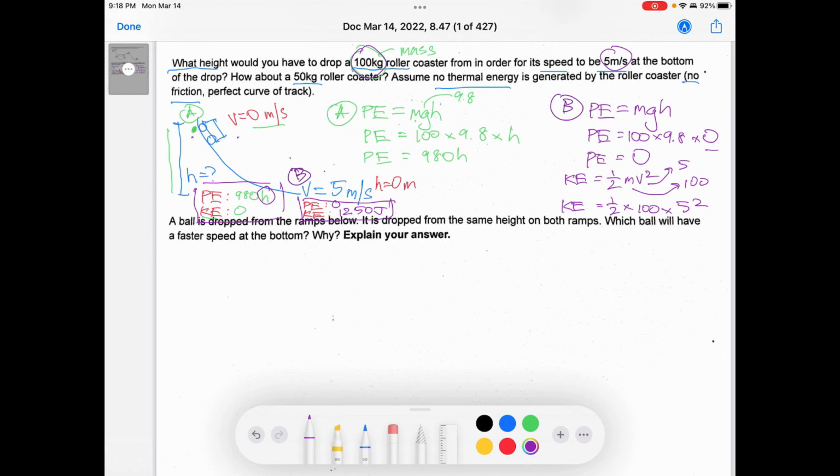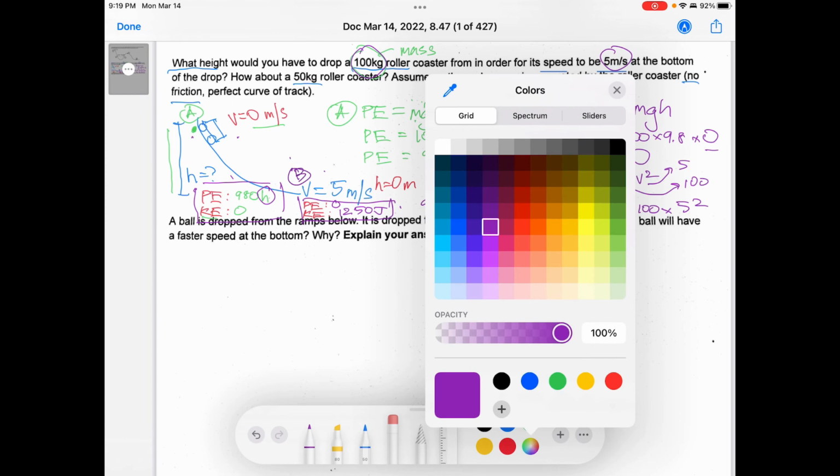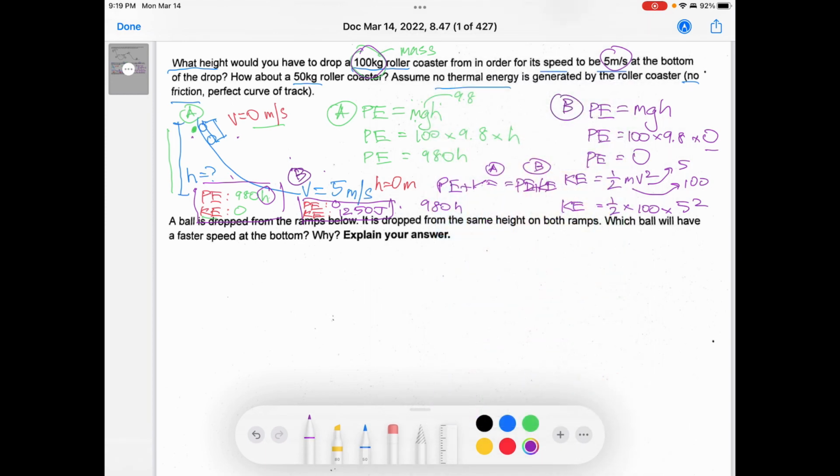So what that means is that the potential energy plus the kinetic energy at point A equals the potential energy plus the kinetic energy at point B. So that means that 980 H plus 0 equals 1250 plus 0. And therefore 980 H equals 1250.